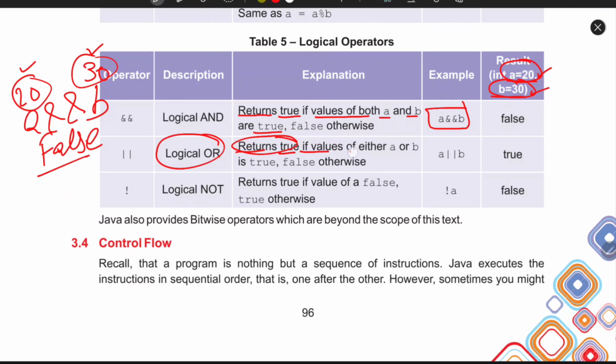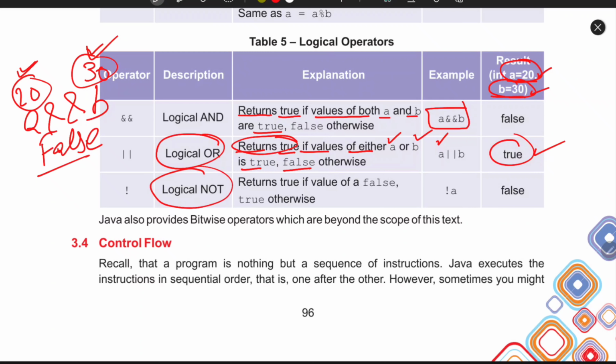And in OR the opposite thing happens: it returns true if either A is true or B is true. Okay, then it is true, otherwise it is false. So here they have different values, so this is true because one of them should be true. Okay, so that is why here the answer is true.